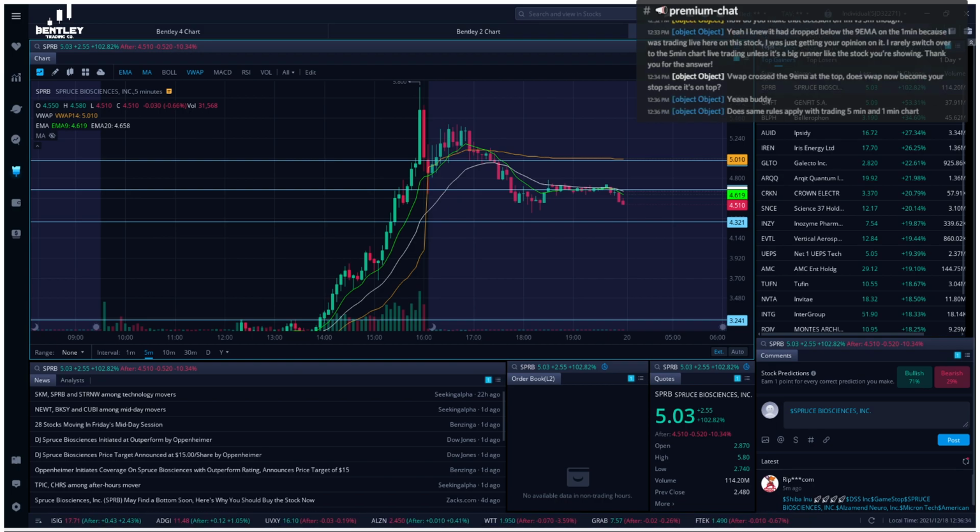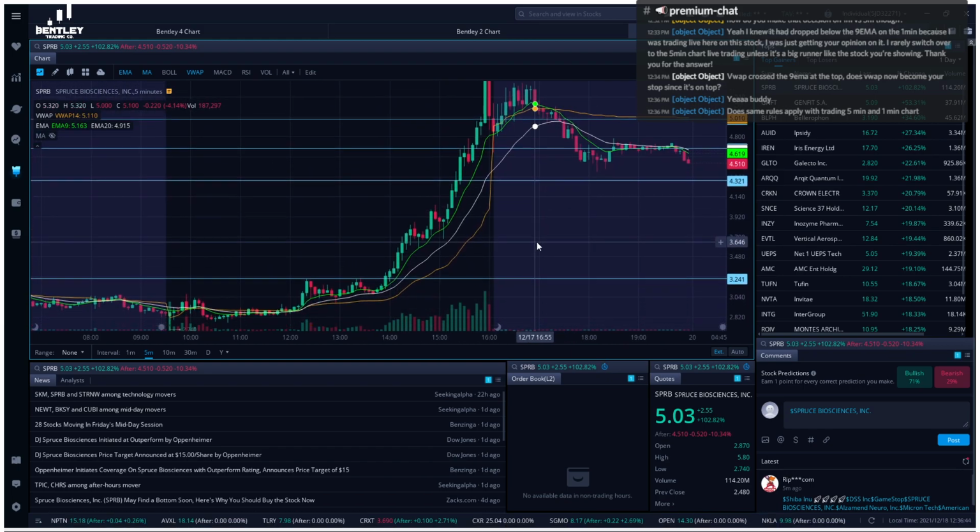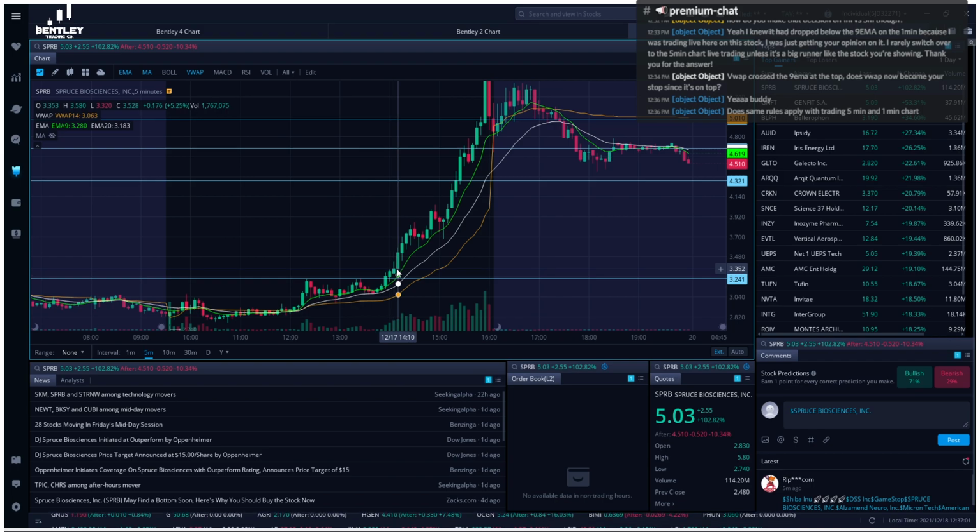The same rules apply with trading the 5 minute and 1 minute chart. Here's the difference between the 1 minute and the 5 minute: your entries and your exits are going to be a lot faster on the 1 minute chart. Say you enter right here, and the stock crashes, and you're solely looking at the 5 minute chart, your exit's going to be a lot later than it would be on the 1 minute chart.